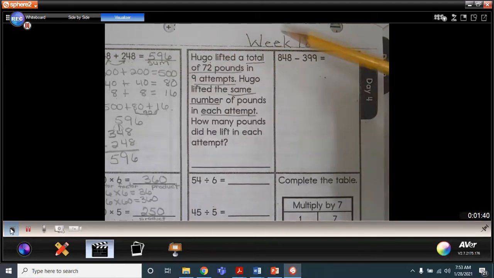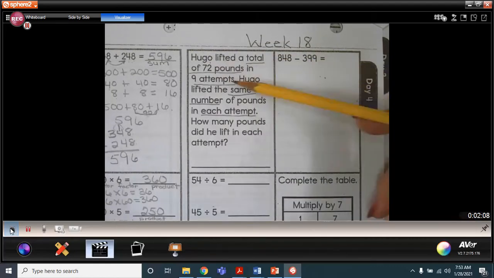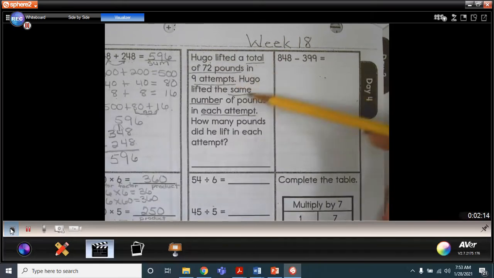So what they're wanting you to do is take this total amount and divide it equally between the tries, which would be your groups, and they want to know how many pounds he lifted for each attempt. Now this is kind of hard to visualize. So we know that this is going to be a division problem, because it's talking about the total pounds, and we're breaking it up into groups, which are your attempts or your tries, to find out how many is going to be in each try, or how many pounds are going to be for each attempt.